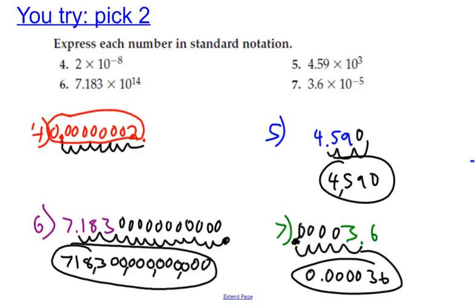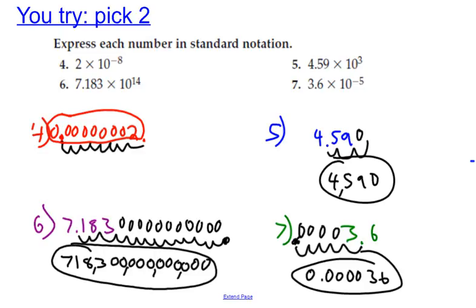Number 6, it's a positive 14 power of 10, so I move that decimal 14 places to the right, and I get 718 trillion 300 billion. And then number 7, it's a negative exponent, so I'm going to move the decimal 5 places to the left. You get 0.000036. So that's taking a number in scientific notation and writing it in the normal standard form, standard notation of writing a number.